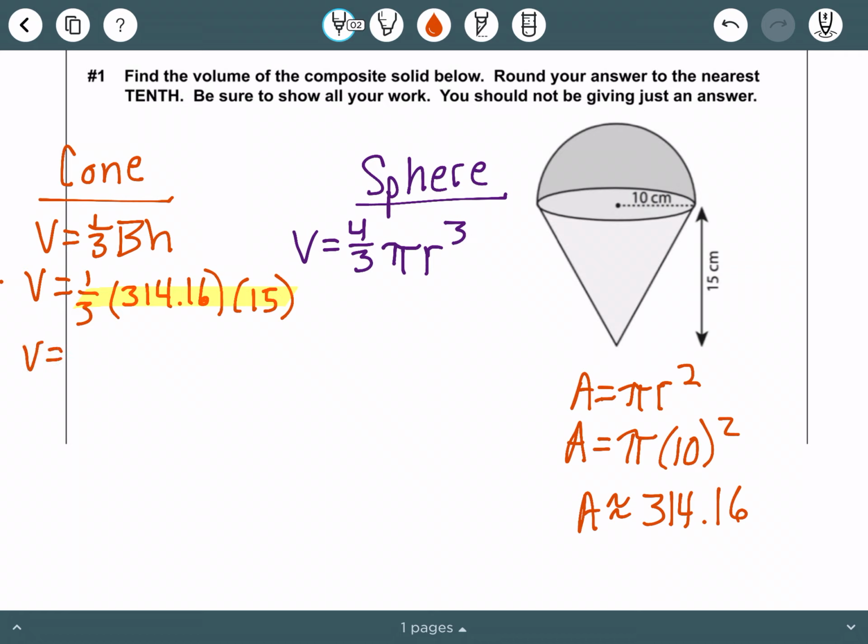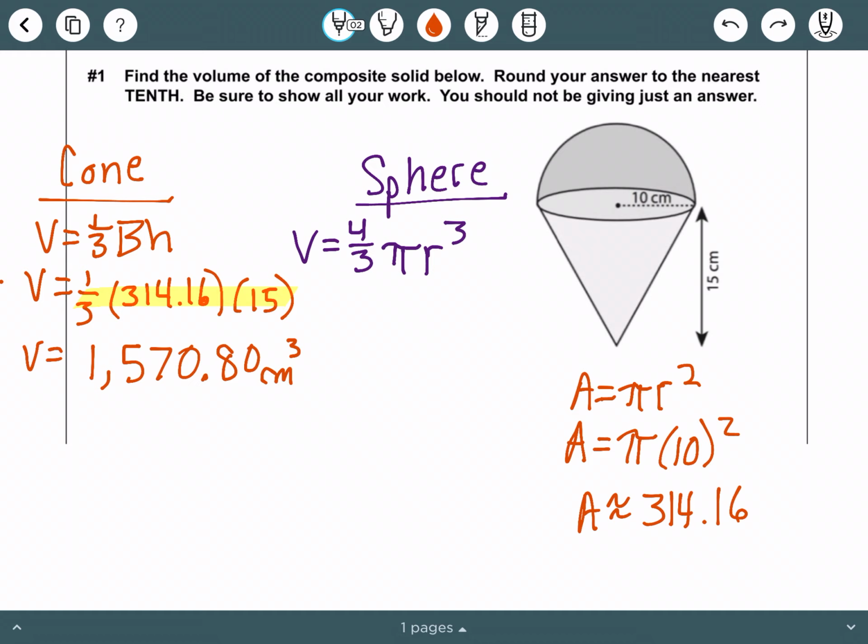All right, so we're going to put in 1/3 parenthesis 314.16 and parenthesis 15 and parenthesis enter, and that gives us 1,570.80. And it is volume, so that means we're going to label it centimeters cubed. All right, so that's the volume for the cone.